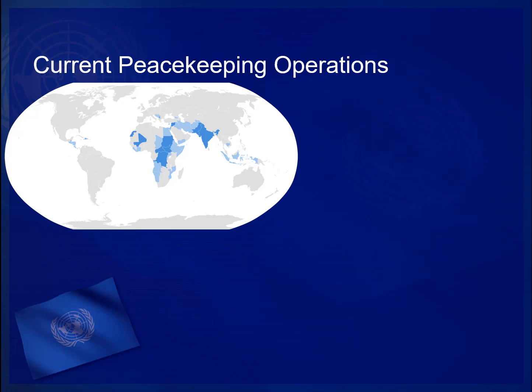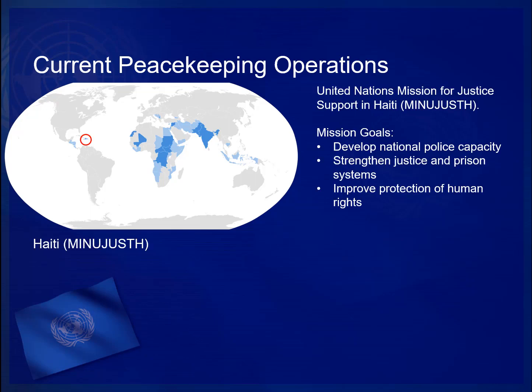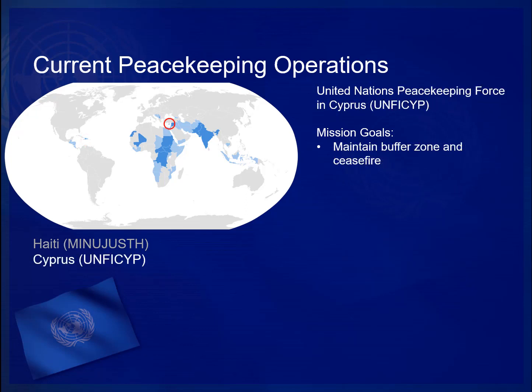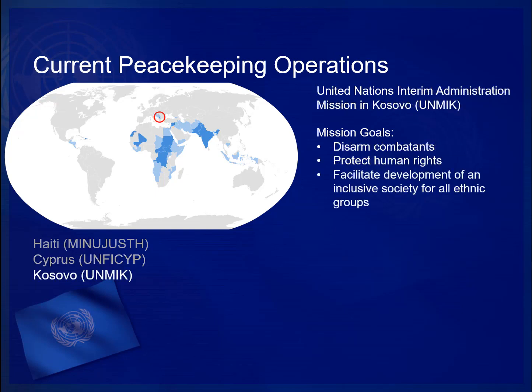The United Nations currently has 14 peacekeeping missions underway. These are operations in Haiti, where the UN forces are working with the government to help develop national policing capacity, strengthen justice and prison systems, and improve the protection of human rights. Cyprus, where since 1964 UN forces have maintained a buffer zone and de facto ceasefire between Greek and Turkish Cypriots. Kosovo, where the original mission to disarm groups and protect human rights has expanded to a focus on facilitating an inclusive society for all ethnic groups in the country.